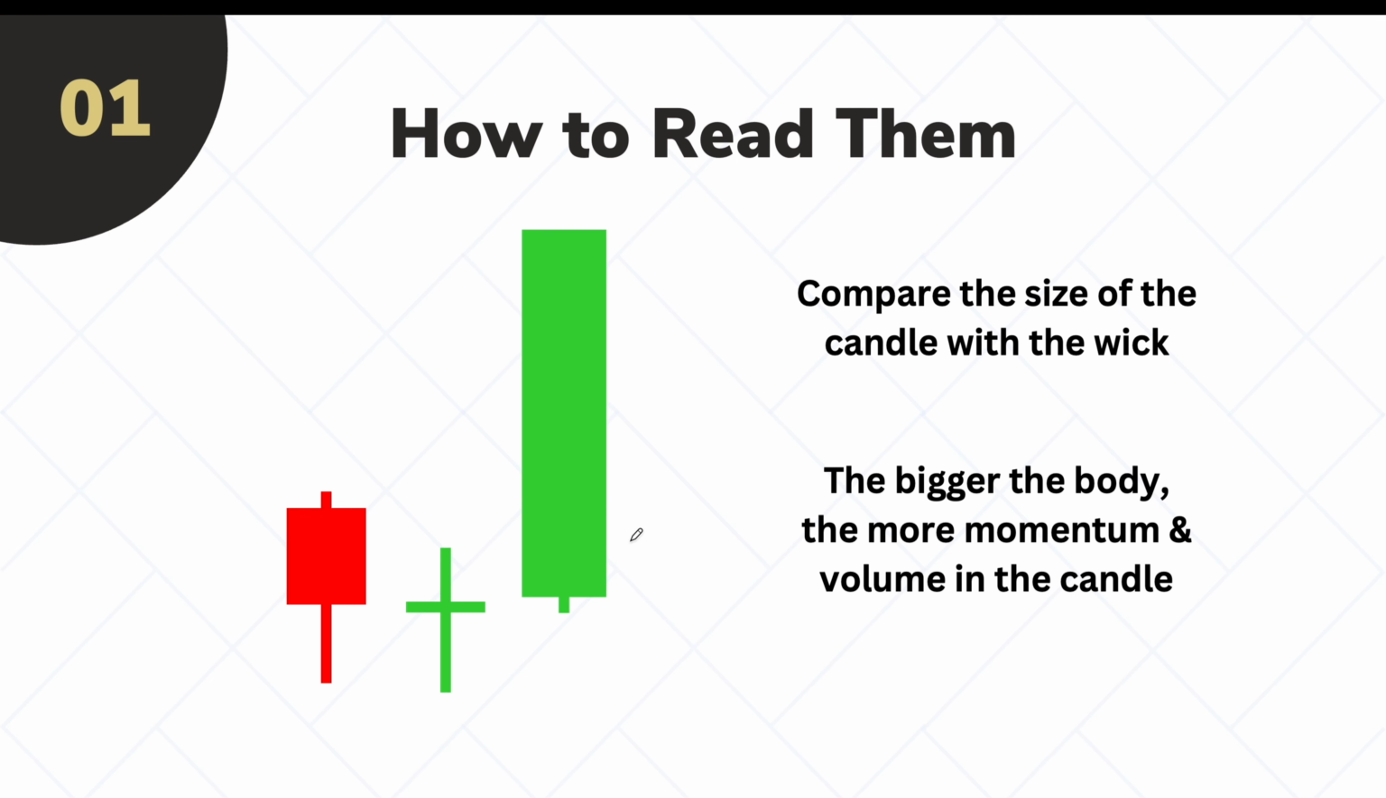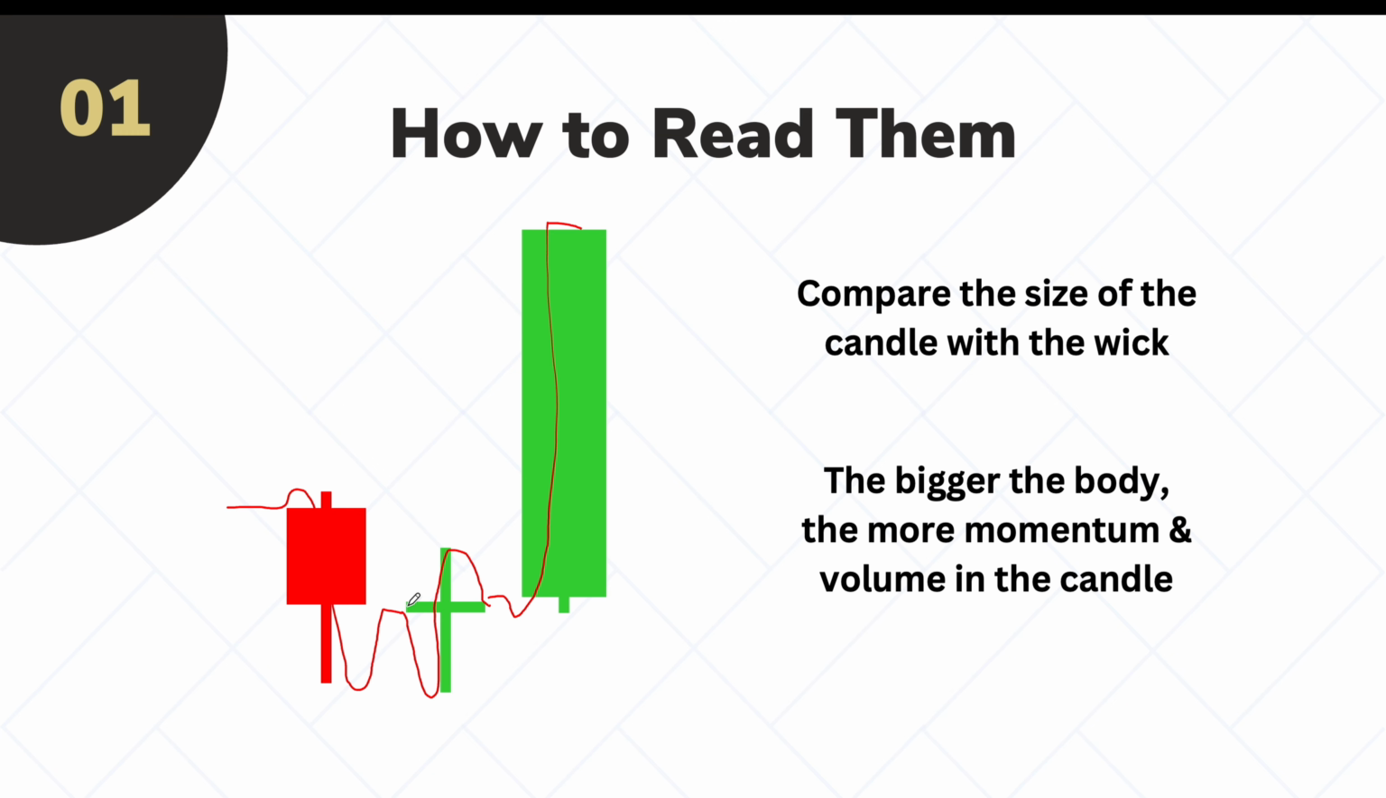A little extra to this framework is compare the size of the candle with the wick. The bigger the body compared to the wick, there is more momentum and volume in the candle. So let's draw this out again. We open here. High, low, close. And we open this candle. Open, low, high, close. You see the momentum in this candle. Ooh, higher prices.